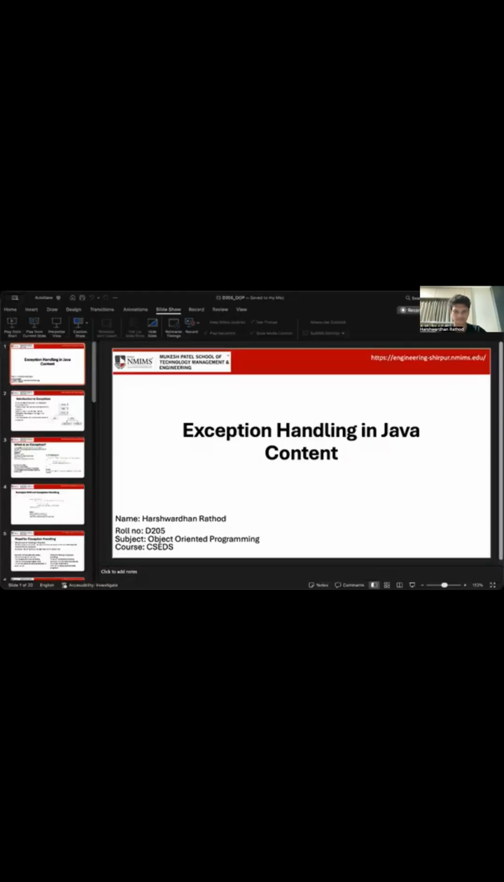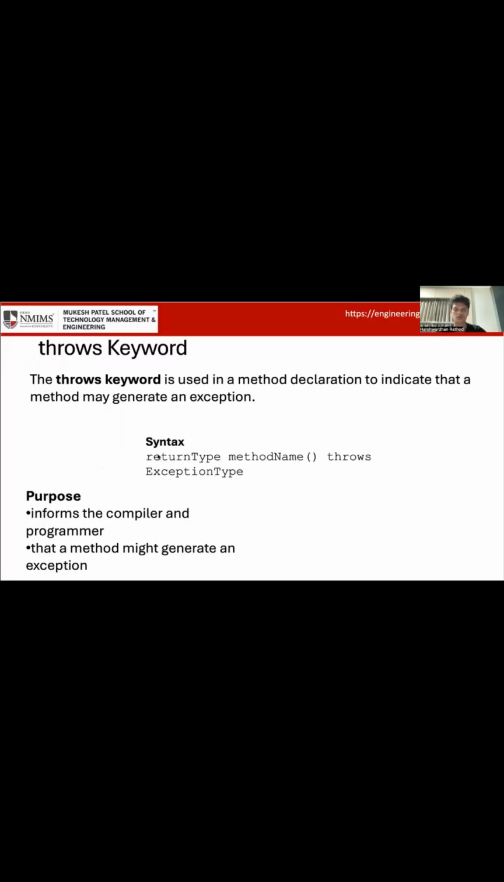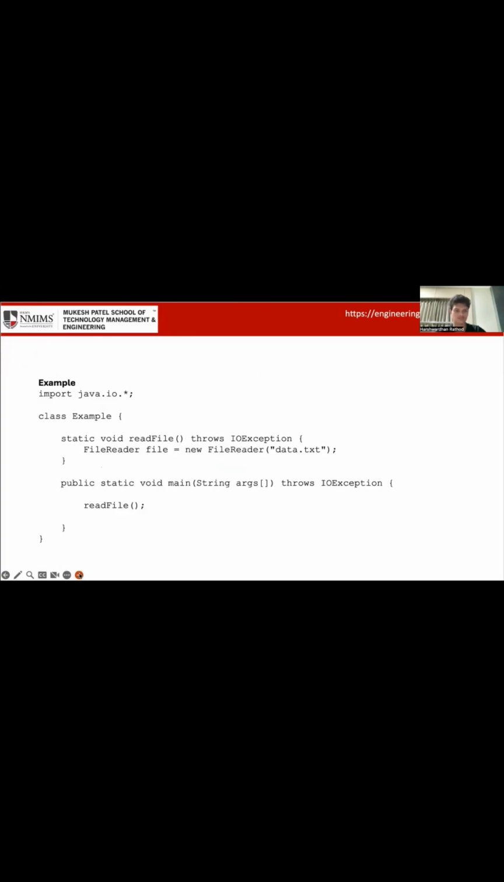Throws keyword. The throws keyword is used in method declarations. It indicates that a method might generate an exception and passes the responsibility of handling to the calling method. So here's the syntax. Okay, so here's the example. We took the example of a file reader.